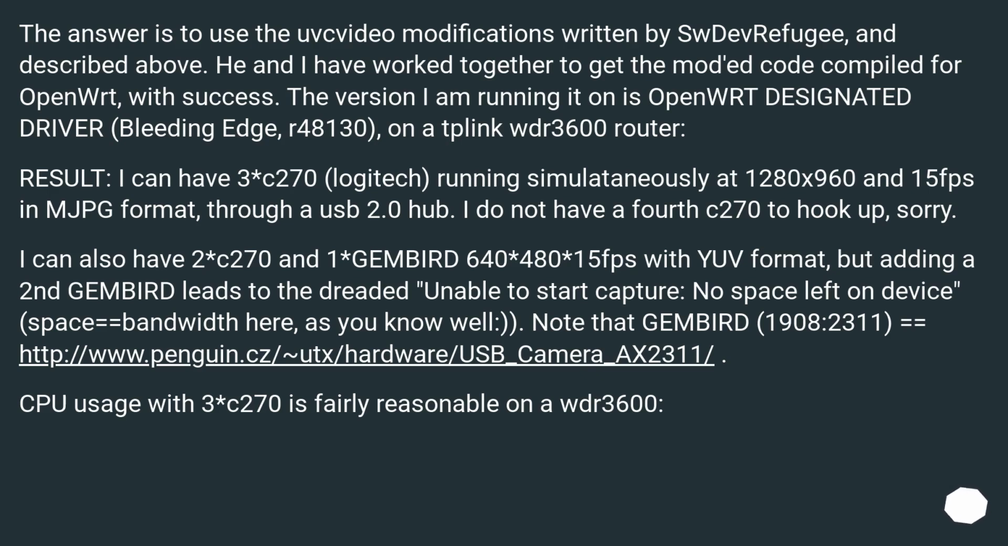I can also have two C270 and one Gembird at 640x480x15 FPS with your format, but adding a second Gembird leads to the dreaded unable to start capture, no space left on device, space equals bandwidth here, as you know well. Note that Gembird 1908:2311 equals this URL. CPU usage with 3 C270 is fairly reasonable on a WDR3600.